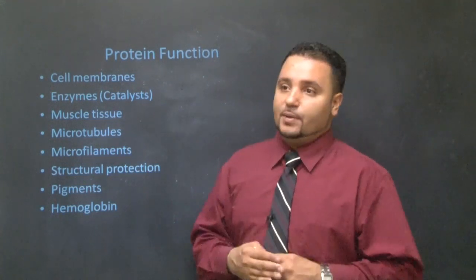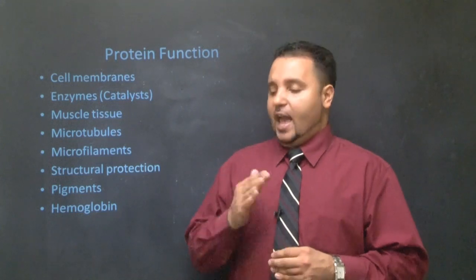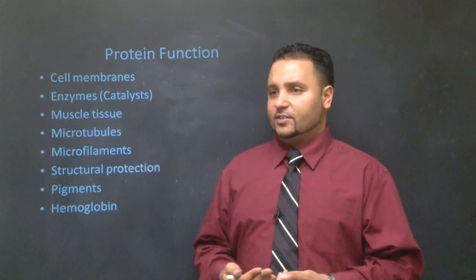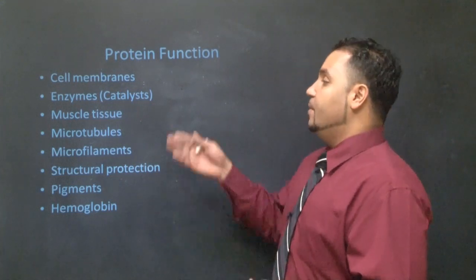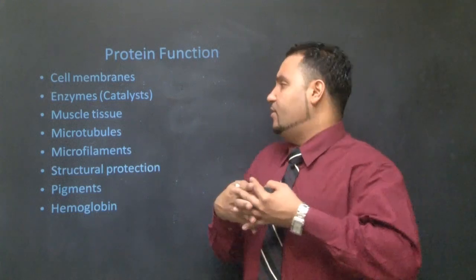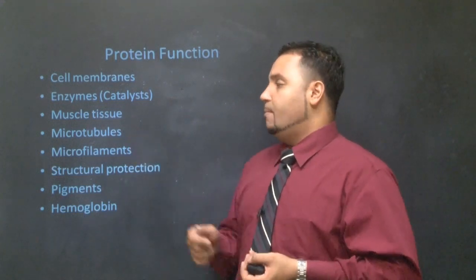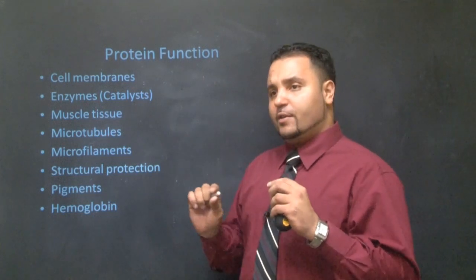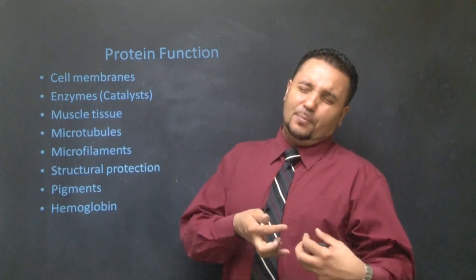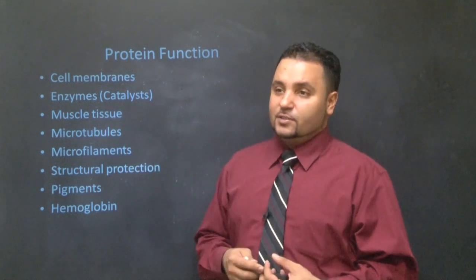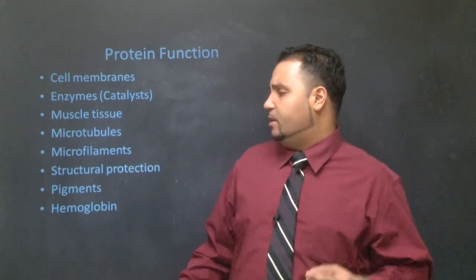Enzymes are the second biggest thing we're always going to see, right? They catalyze reactions along the way. They make reactions happen faster. They have an active site. Muscle tissue has myosin and actin filaments coming together, a lot of protein. Microtubules, right? Vesicles are transported on microtubules. Chromatids are pulled apart by spindle fiber microtubules. Microfilaments, right? Pseudopods form from the amoeba.